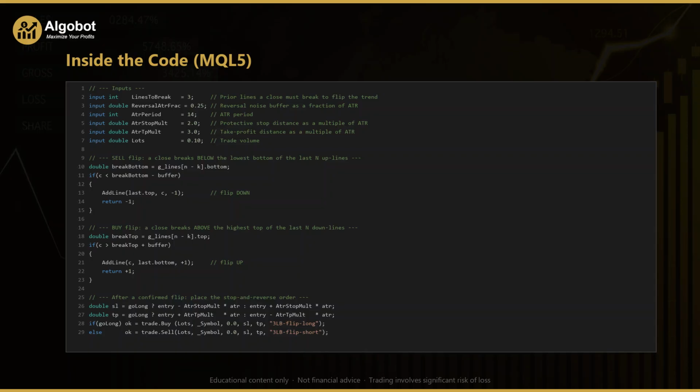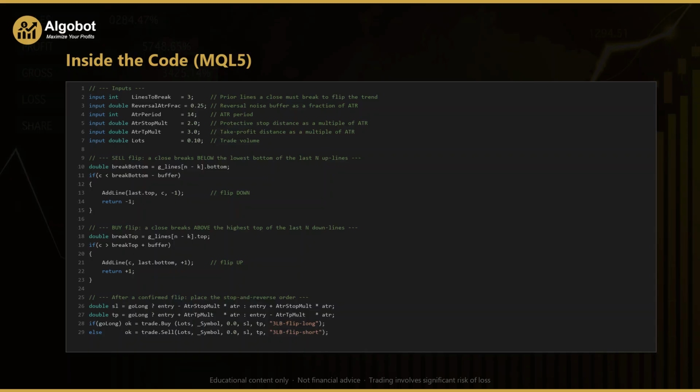For the sell side, the code reads the relevant bottom into a variable called break bottom, then checks whether the close is below that level minus the buffer. When that condition is met, it records a new down block and returns -1, marking a downward flip. For the buy side, the code reads break top, the highest top of the recent blocks, and checks whether the close is above that level plus the buffer. When that's satisfied, it adds an up block and returns +1, a bullish flip.